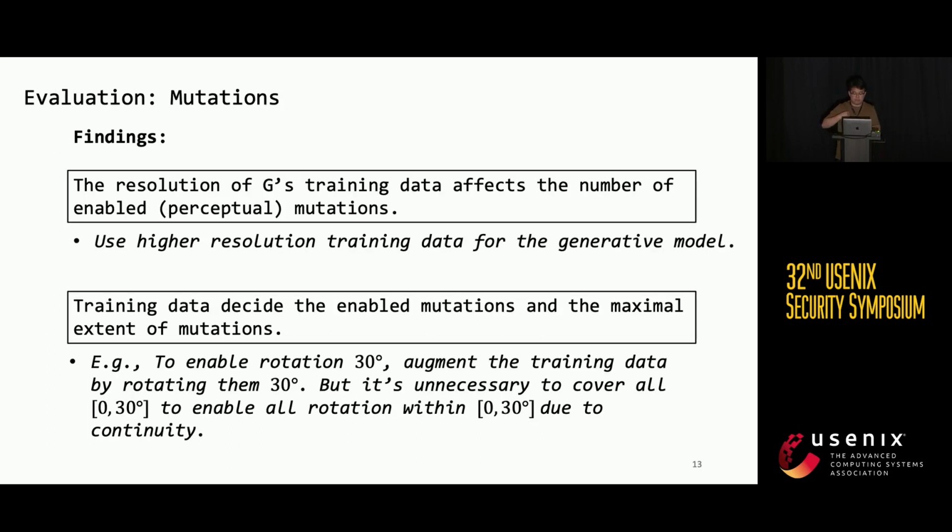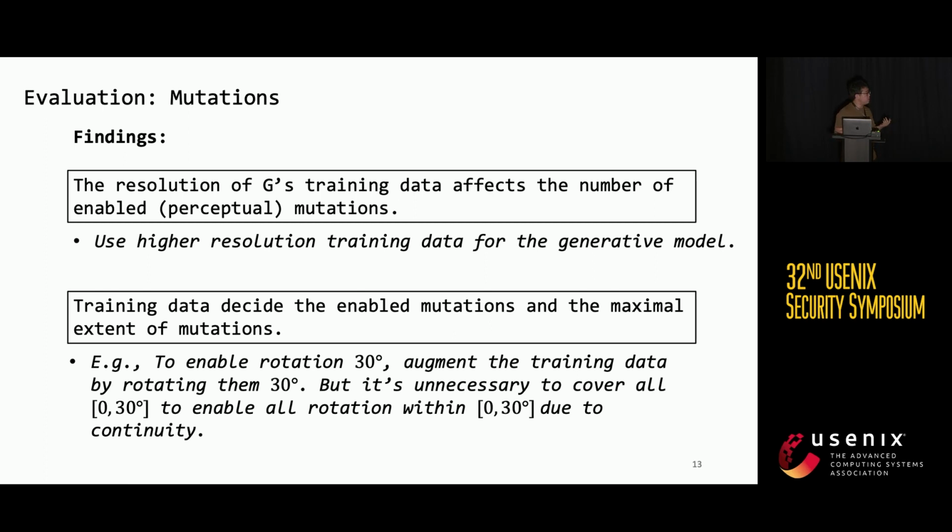In our evaluation, we evaluated our enabled mutations. We summarized some key findings. First, for perceptual mutations, the number of enabled mutations is affected by the resolution of the generative model's training data. So use higher resolution training data for your generative model.